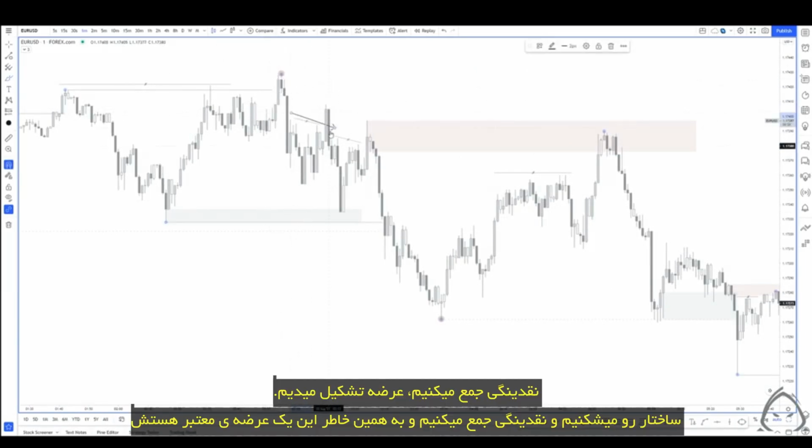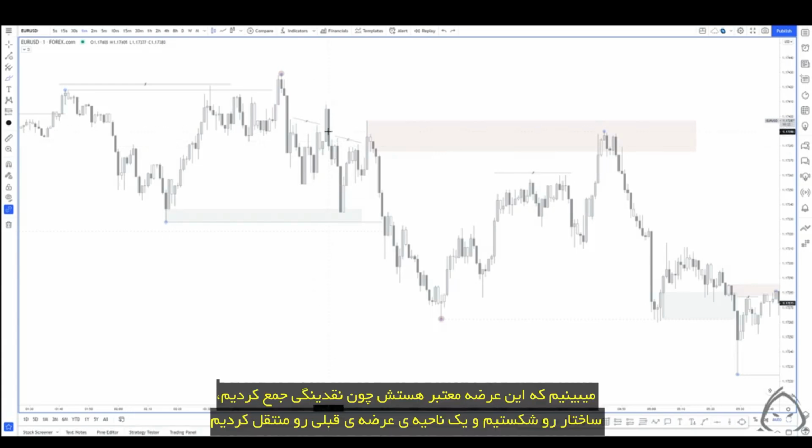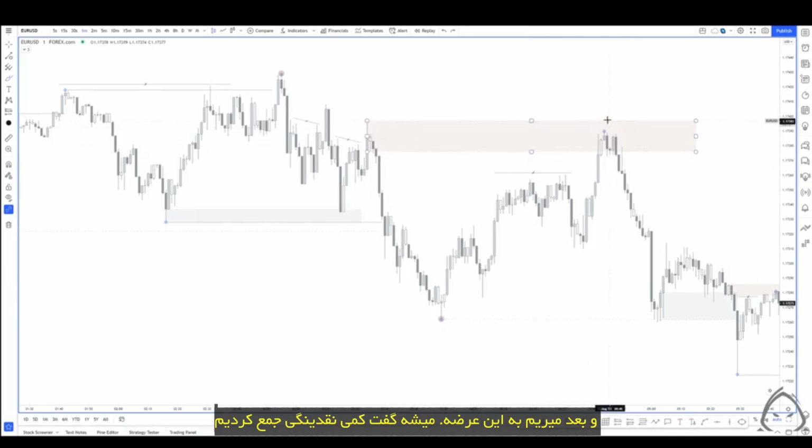We take liquidity, we create a supply zone, we break structure, and we take liquidity, which is why this is a valid supply zone. And what we can see is this supply zone right here is valid because we take liquidity, we break structure, and we mitigate a previous supply zone. Then we move on to this supply zone, which we can say we did sweep a little bit of liquidity, but it's definitely not as proper.